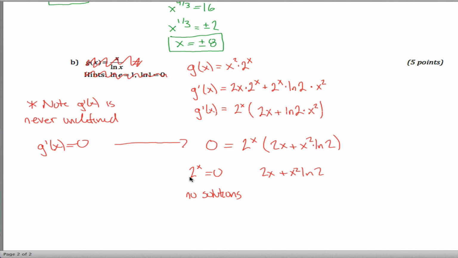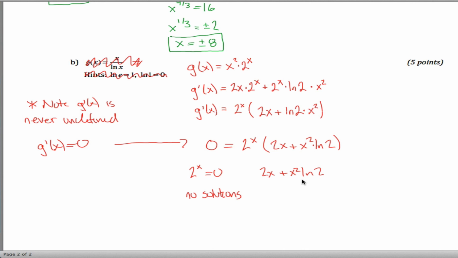Why is that thing never 0? Because you're not going to raise 2 up to a power and make it equal to 0. 2 to any power is a positive number. It's never going to be equal to 0. Another reason, because if you were trying to solve it, you take the log base 2 of both sides of the equation. Log base 2 of 0 is undefined. X equals undefined. There's no solutions here.